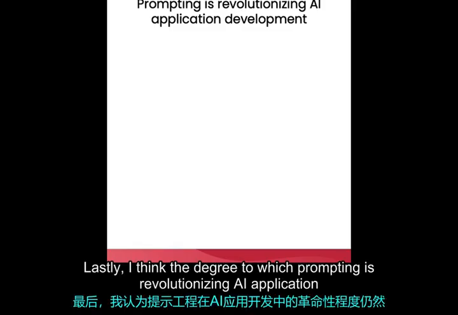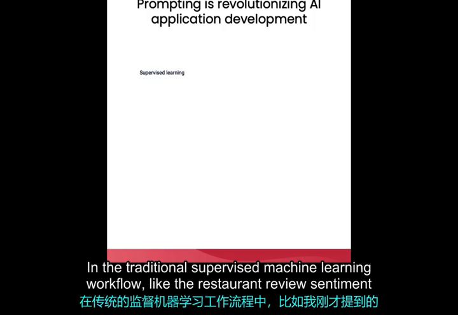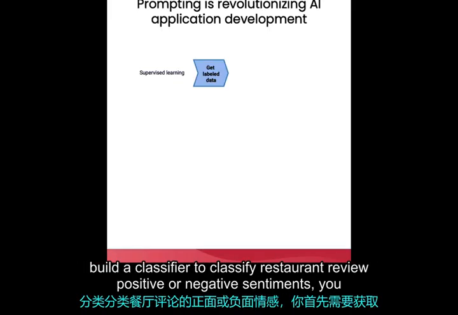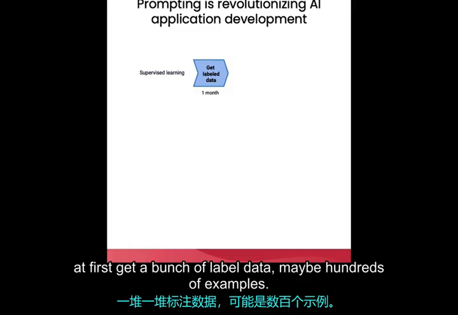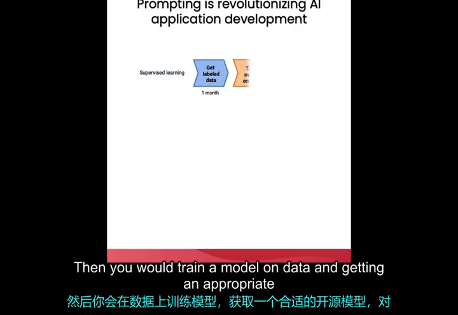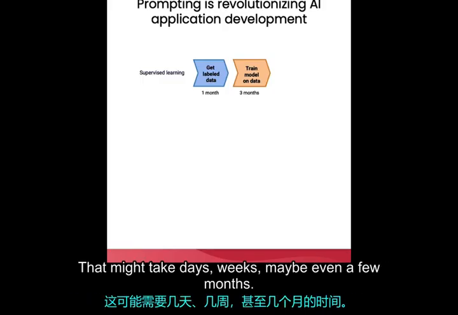Lastly, I think the degree to which prompting is revolutionizing AI application development is still underappreciated. In the traditional supervised machine learning workflow, like the restaurant review sentiment classification example that I touched on just now, if you want to build a classifier to classify restaurant reviews as positive or negative sentiment, you at first get a bunch of labeled data, maybe hundreds of examples. This might take, I don't know, weeks, maybe a month. Then you would train a model on the data, getting an appropriate open source model, tuning the model, evaluating it. That might take days, weeks, maybe even a few months.